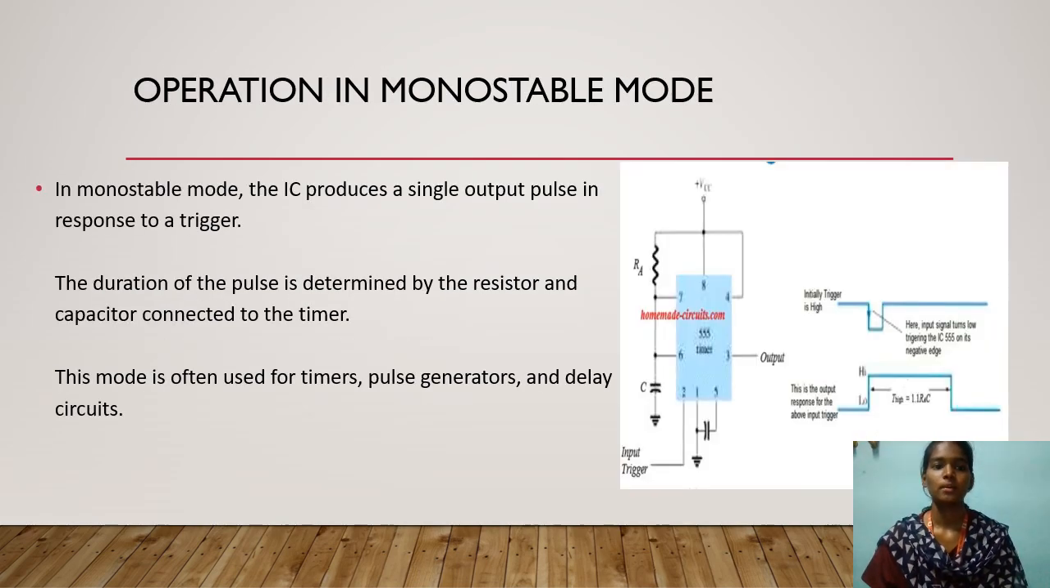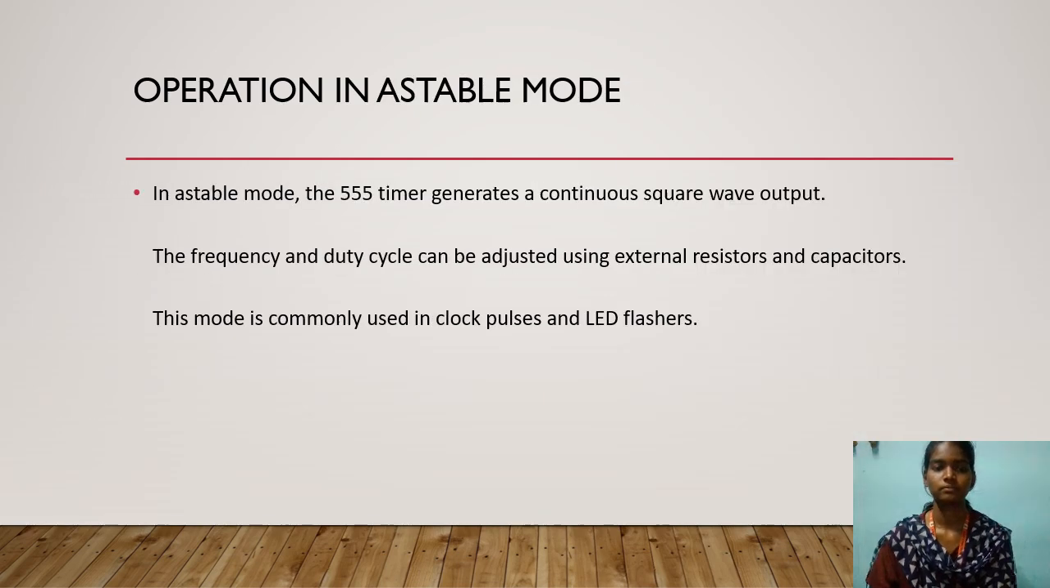Operation in monostable mode. In monostable mode, the IC produces a single output pulse in response to a trigger. The duration of the pulse is determined by the resistor and capacitor connected to the timer. This mode is often used for timers, pulse generators, and delay circuits. Here you can see the block diagram of monostable mode.